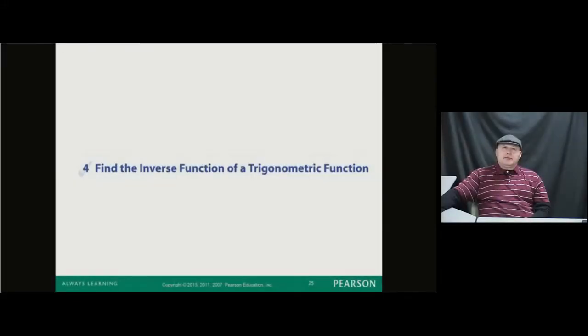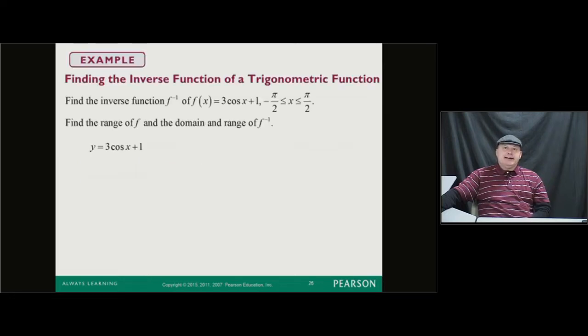Hello, in this discussion we'll be talking about the inverse function of trig functions, and this will be rather short, so it won't take us too long for this one. So let's begin. We're just going to begin with this example: finding the inverse function of a trig function.